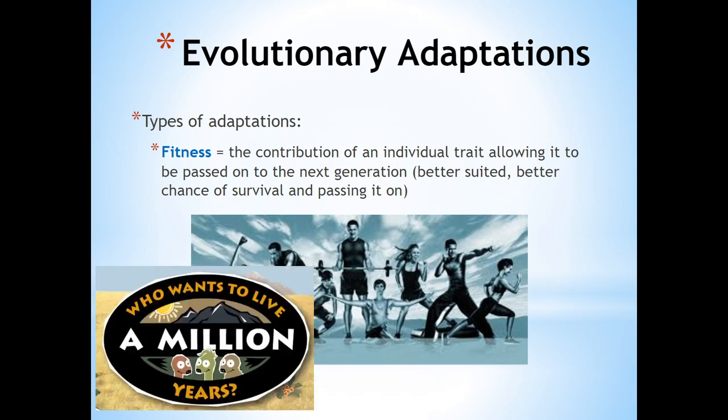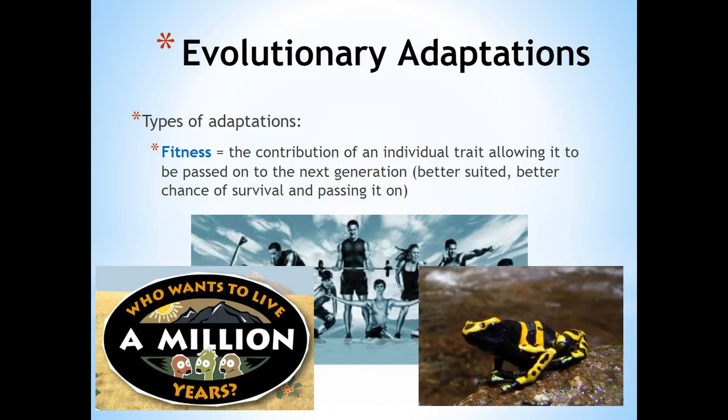Like when we played Who Wants to Live a Million Years, each species had their own unique quality. Some long legs, some stripes, those helped evade predators. The ones with fur, those survive better in the colder conditions. So those were fitness qualities or factors within that game that you played, which is kind of cool.